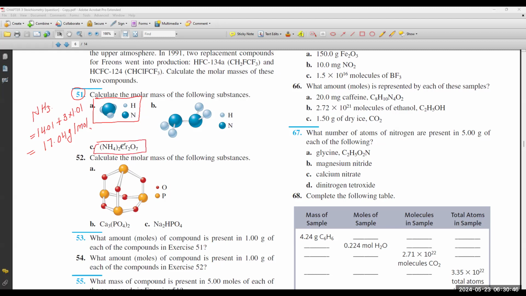This is a covalent molecule. Can you name it? Name this compound. You know the name of this molecule? Do you know the name? Ammonia. Yes, Mayank. Very good.